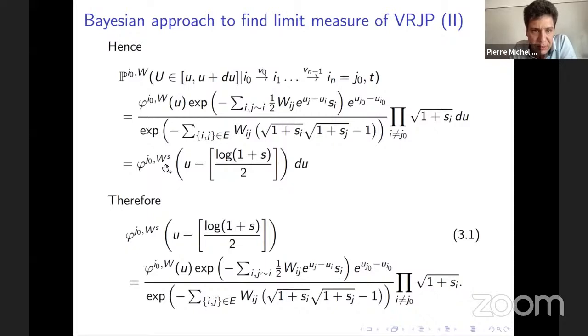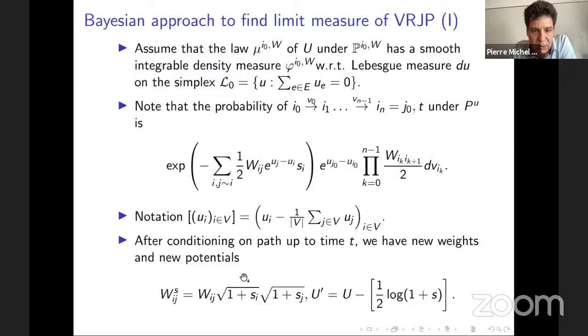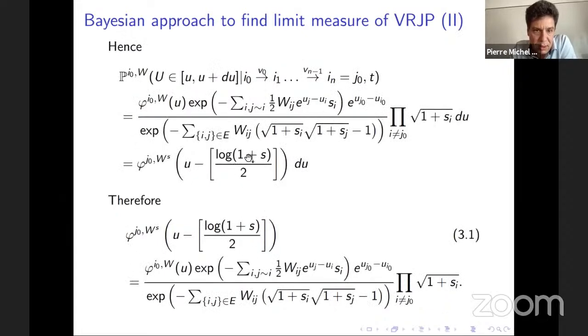Let me remind you that here Wij S is Wij square root of 1 plus Si square root of 1 plus Sj, and with the U, which is changed into U minus log of 1 plus S over 2, and then taking off the average in order to have the sum of those U primes being 0. So you get that formula: phi J0 Ws of U minus log of 1 plus S over 2 is equal to that quantity.